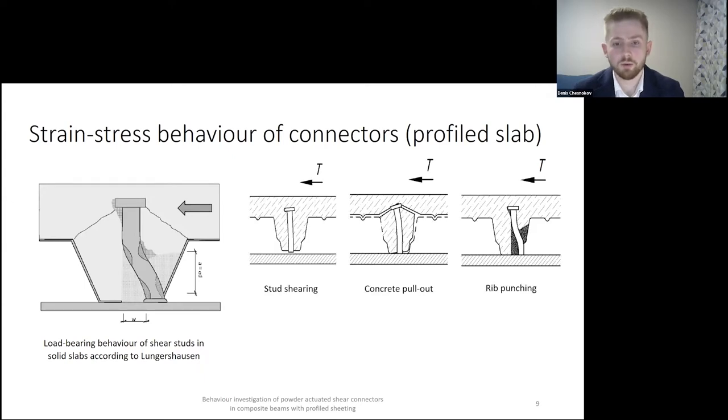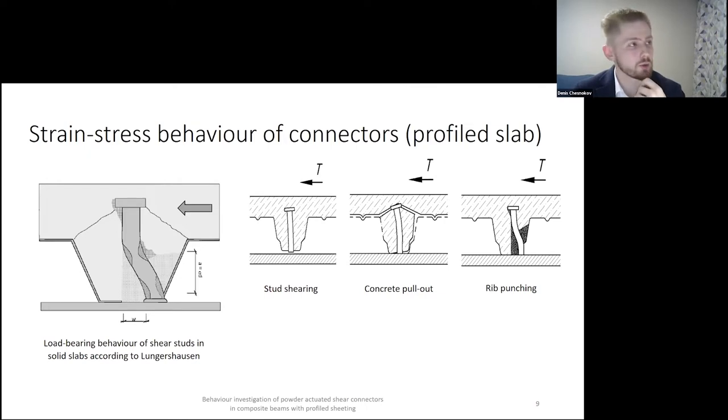If we have enough wide rib and enough strong concrete, it would fail by stud shearing, as in the case where we have a solid slab. But in many other cases, there would be concrete pullout, and we would see the concrete cone after failure. You see that these cases are the most common, and we usually face one of the two when we place the connector in the center of the rib.